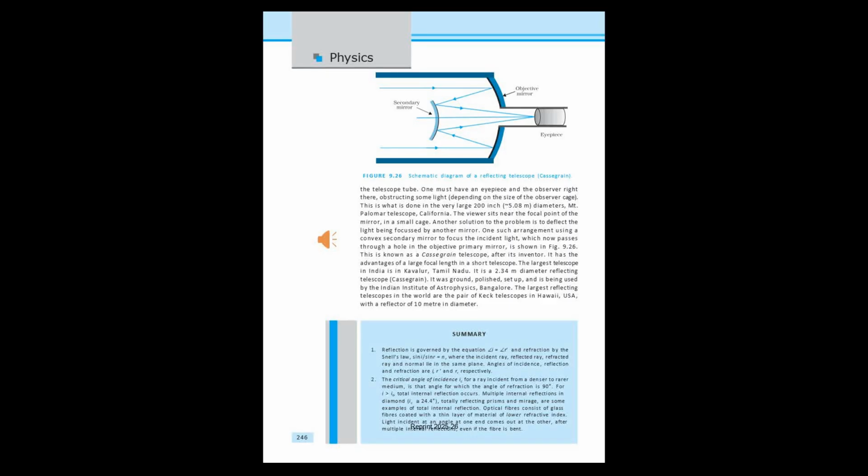The largest telescope in India is in Kavalur, Tamil Nadu. It is a 2.34 meters diameter reflecting telescope, Cassegrain. It was ground, polished, set up, and is being used by the Indian Institute of Astrophysics, Bangalore. The largest reflecting telescopes in the world are the pair of Keck telescopes in Hawaii, USA, with a reflector of 10 meters in diameter.